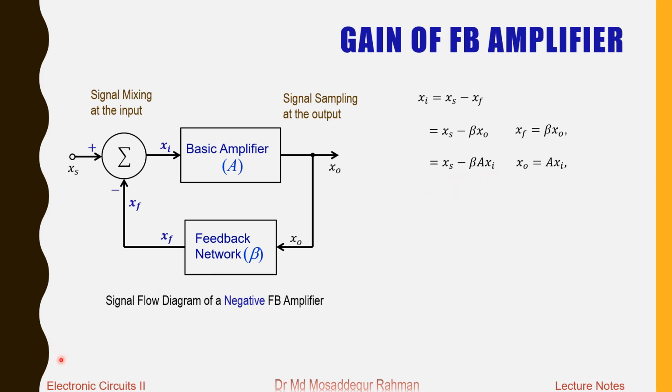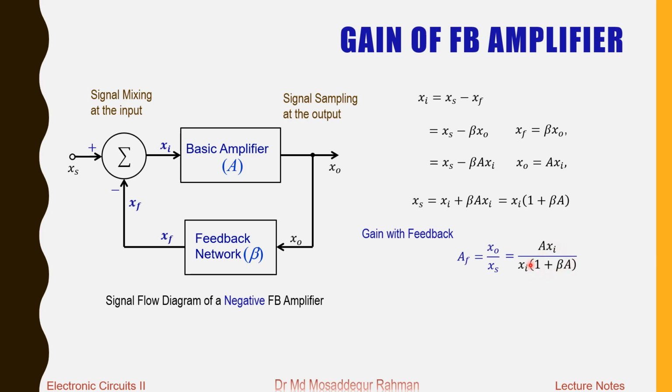Now rearranging the terms in this equation, we can express the signal source xs as the summation of xi plus this, and that way you can express it like this. Now the gain with feedback, that is x0 by xs. Now x0 is A xi from the output of the basic amplifier, and for xs we have just derived this expression in terms of xi, and replacing that.